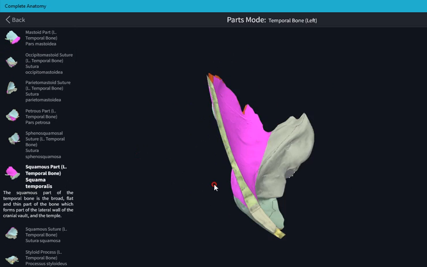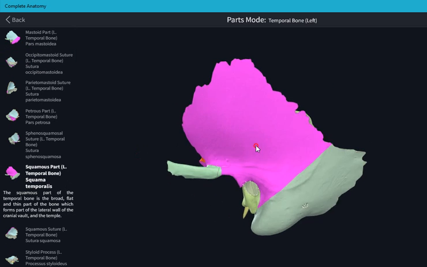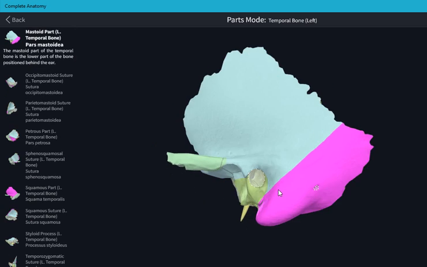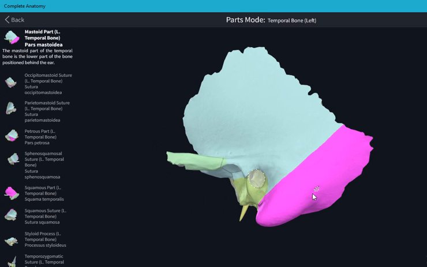Again, after the squamous part of the temporal bone, we need to know that this portion here is going to be called the mastoid part of the temporal bone. In the mastoid part, you realize that there's a small foramen here, and this foramen is going to be called the mastoid foramen.